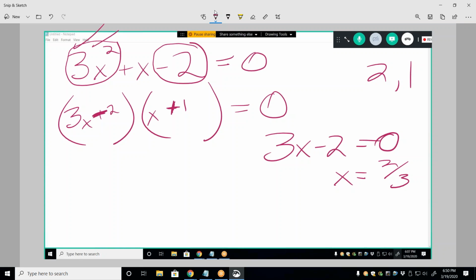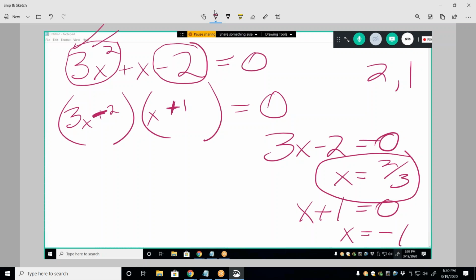I'm going to move the negative 2 to the other side. Oh, you divide by 2. Okay. So a positive. Sorry. Okay, and then how about this one? X equals -1. Those are your two solutions right there.